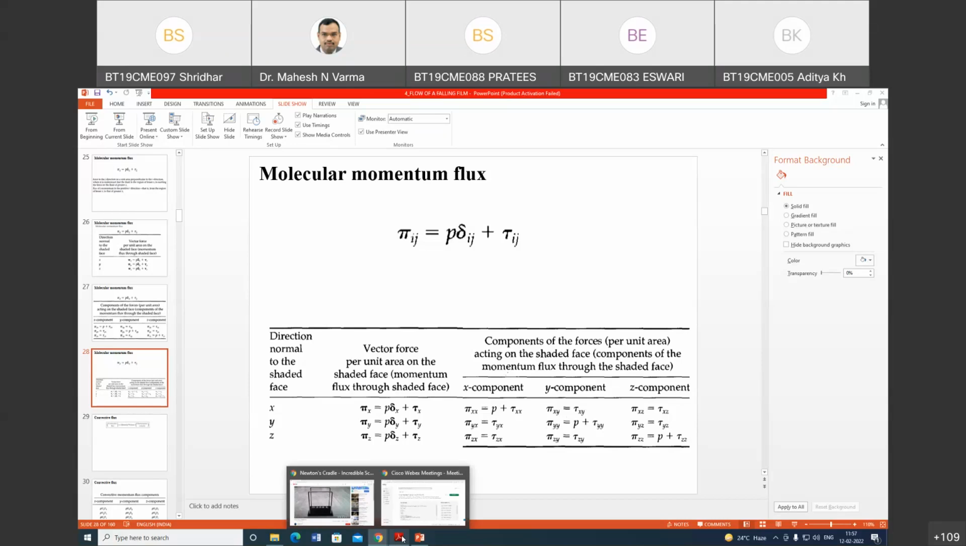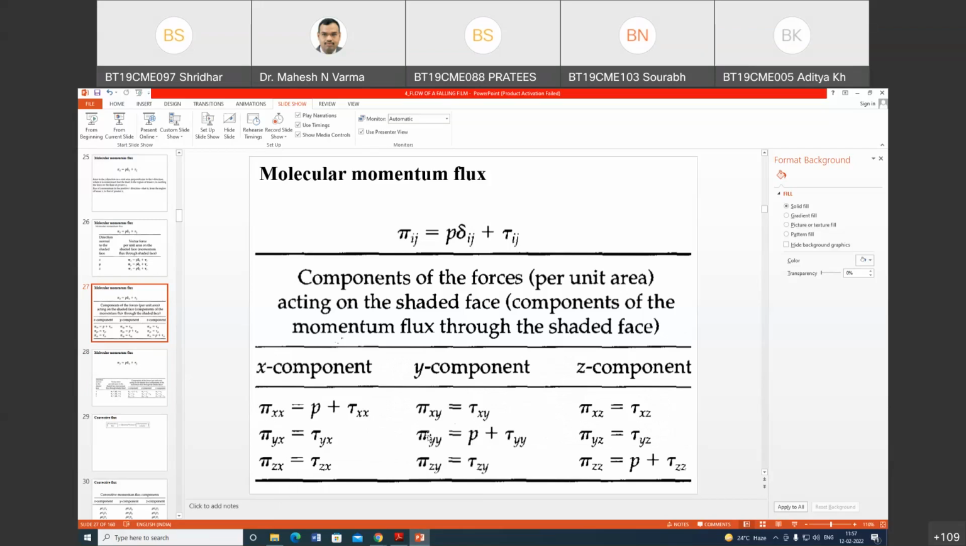And then roll number 103. Tau xx, pi x are different. Roll number 103, Saurabh, can you just elaborate your doubt? Yes, sir. Sir, like we learned, tau xy is the momentum in y direction due to the flow in x direction, right?